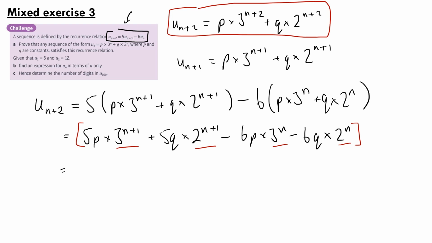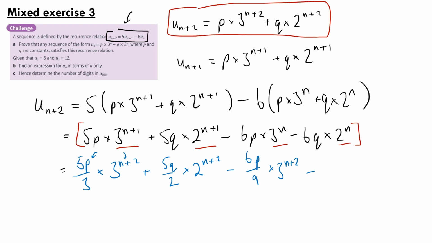So we're going to have 5p over 3 lots of 3 to the power of n+2. So we've multiplied by 3 here, so we have to divide by 3 here. Okay, and then doing the same for 2 to the power of n+1, we're going to have 5q over 2 lots of 2 to the power of n+2. And then for the 6p times 3 to the power of n, we need this to be 3 to the power of n+2. So we're going to have to divide by 3 squared, which is 9 on this side. And doing the same for 6q times 2 to the power of n, we're going to have 6q divided by 2 squared, which is 4, lots of 2 to the power of n+2.